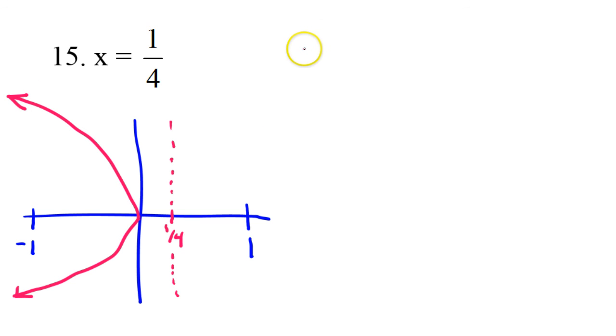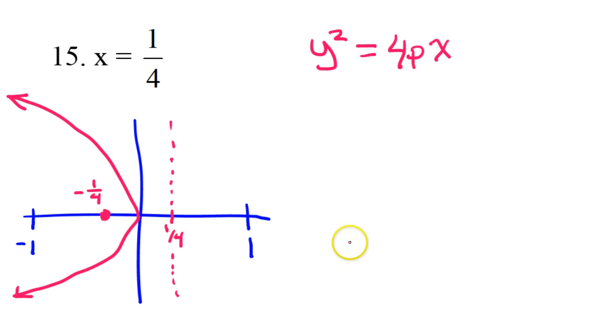It's horizontal. Whenever we have a horizontal parabola, we're going to have y squared beginning the equation. Y squared is equal to 4p times x. Now the p value goes with the focus. So if the directrix is at positive 1/4, then the focus will be at negative 1/4. That's the p value. So p is equal to negative 1/4.